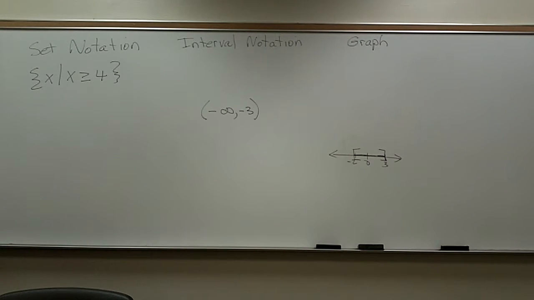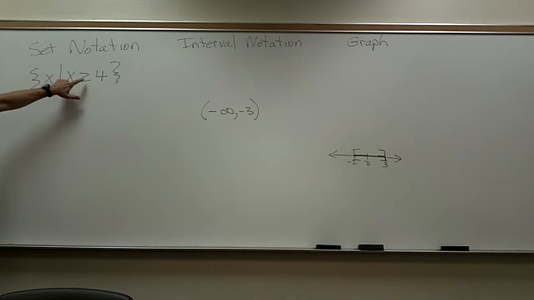First one we call set notation, and it's more sort of a verbal description of what the set is. So if we have something that's written like this, the way this is read is all values of x such that those values of x are greater than or equal to 4. This vertical line here is read such that, so it's all values of x such that those values of x are greater than or equal to 4. That's what we call set notation, describing the set of numbers.